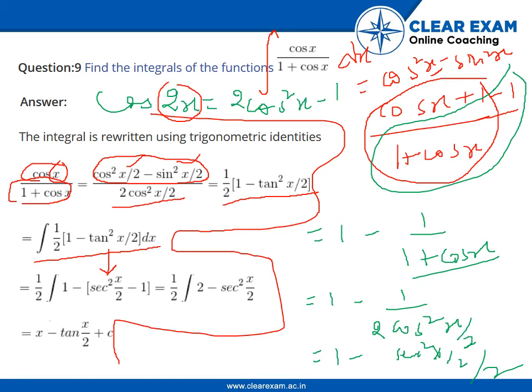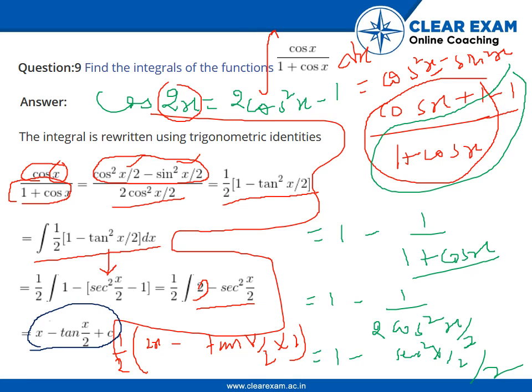So we get 1 minus sec square x by 2 minus 1, that is half into integration of 2 minus sec square x by 2. Now we know the integration of 2 will be 2x, and integration of sec square x by 2 will be tan x by 2 into 2, and we already have half outside the bracket. So we get our final answer as x minus tan x by 2 plus c, where c is an arbitrary constant.